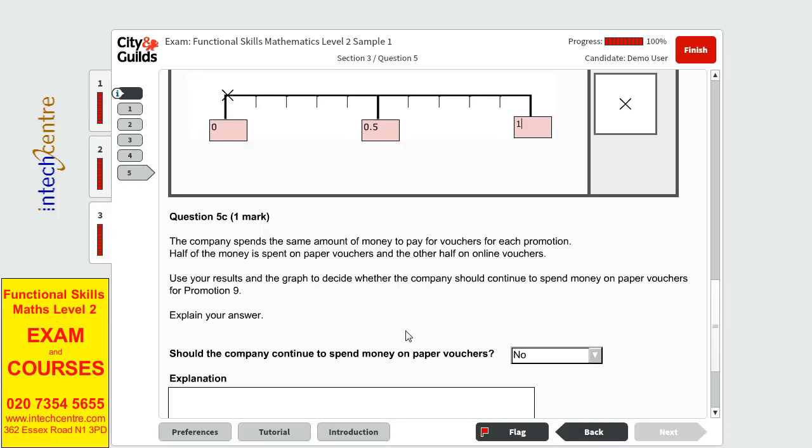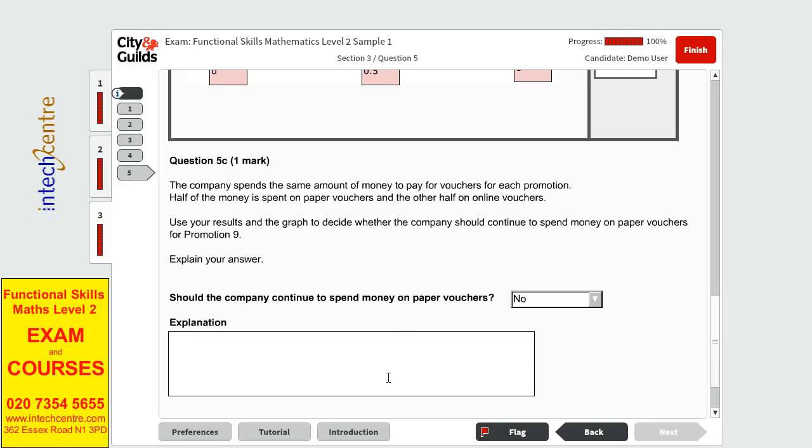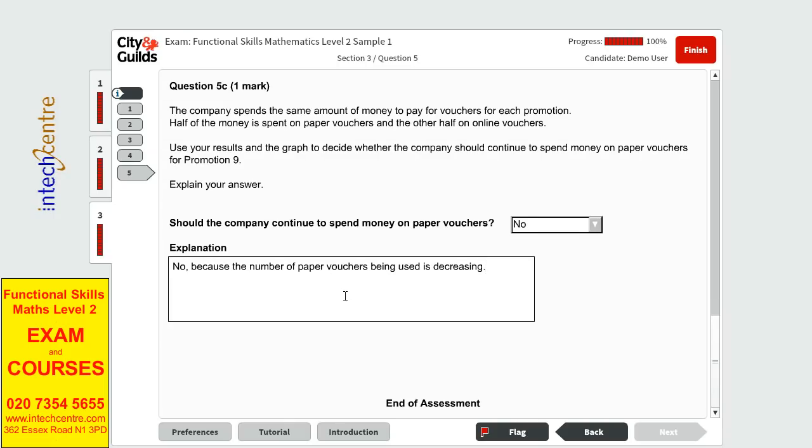No, because the number of paper vouchers being used is decreasing. And this was the last question in sample 1 at level 2 maths.